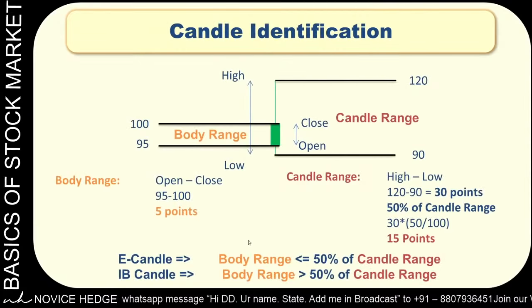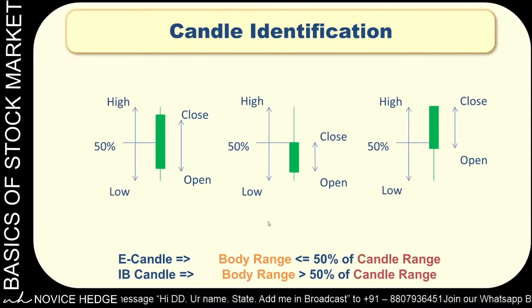Let me try to get some answers from you guys. You can type whether the first candle is an IB candle or an E candle, and the second one and the third one. You can just type like that: one is IB candle, two is an IB candle, three is an IB candle, and post it.